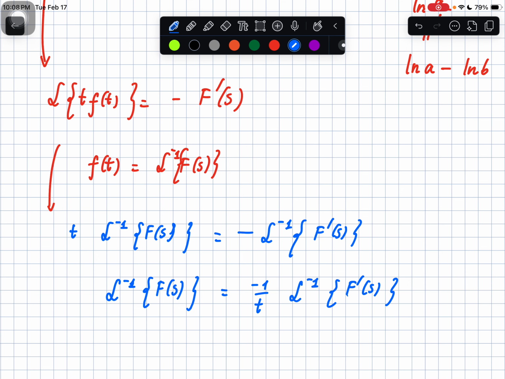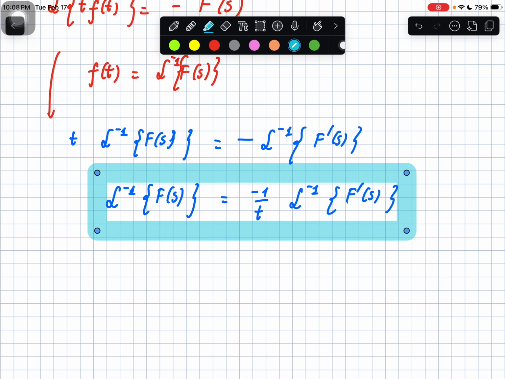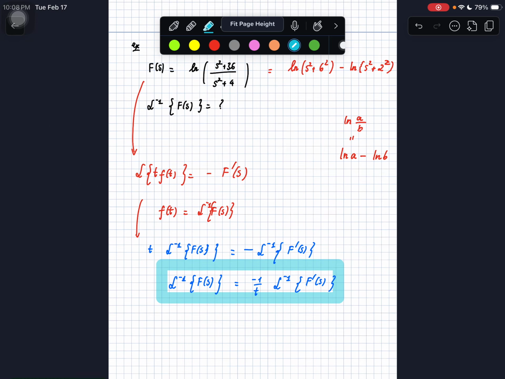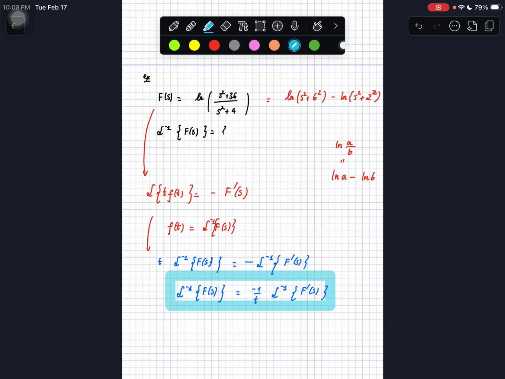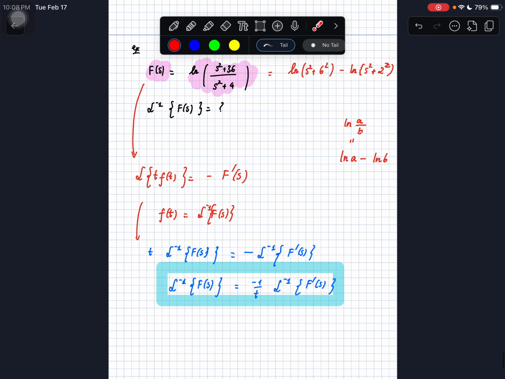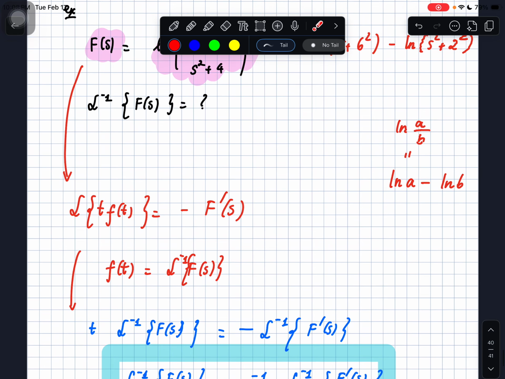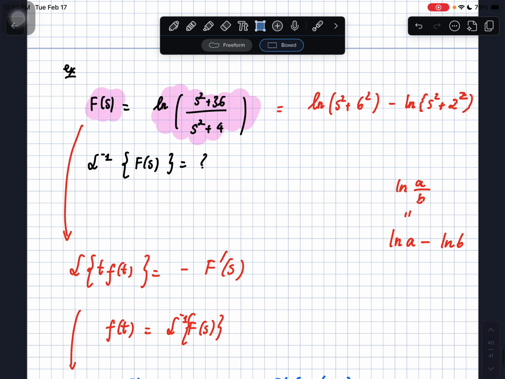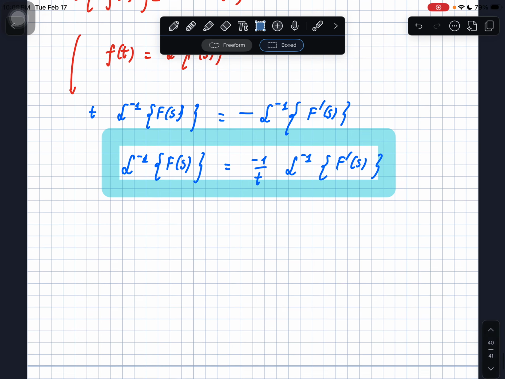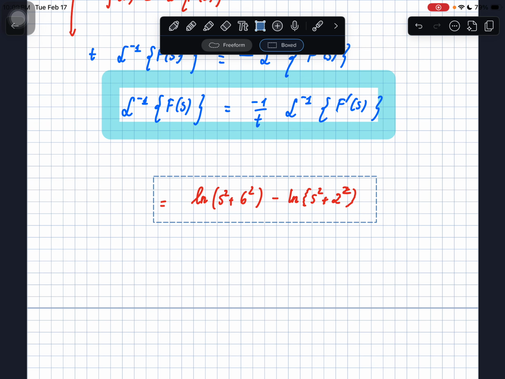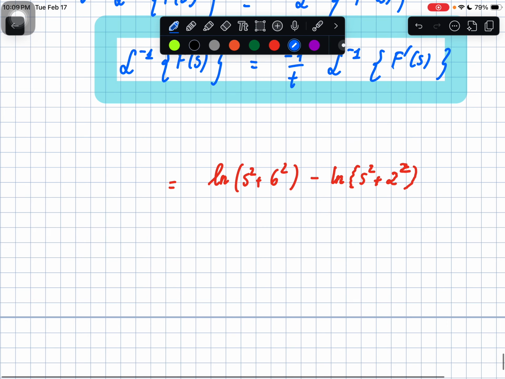We will use this formula. This formula will help us to compute the inverse transform of the function, in this case, this function. It is difficult to compute it directly, but it is easier to compute it with the inverse transform of its derivative. So let's compute the inverse transform of the derivative. F(s) equal to this.